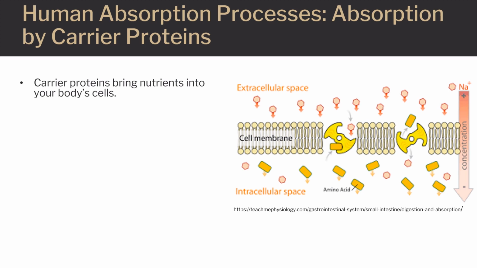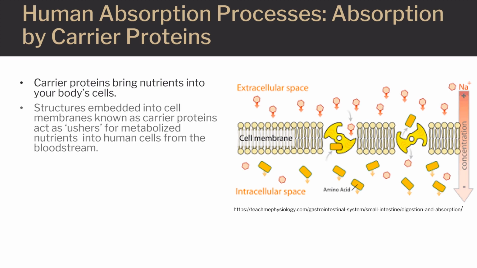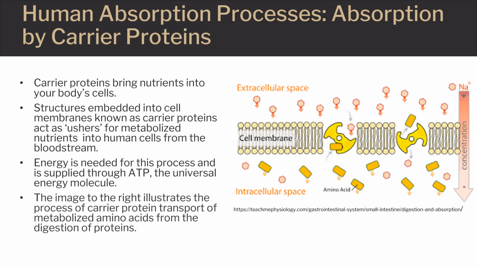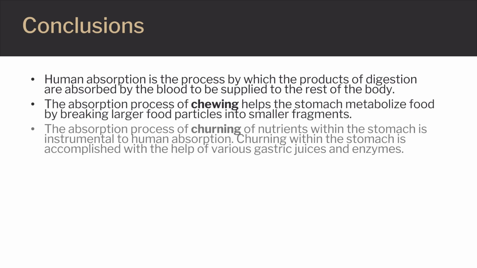Carrier proteins bring nutrients into your body cells via structures embedded into cell membranes known as carrier proteins. These structures act as ushers for metabolized nutrients into human cells from the bloodstream. Energy is needed for this process and is supplied through ATP, the universal energy molecule. The image on this slide illustrates the process of carrier protein transport of metabolized amino acids from the digestion of proteins. This slide highlights the main points of this presentation.